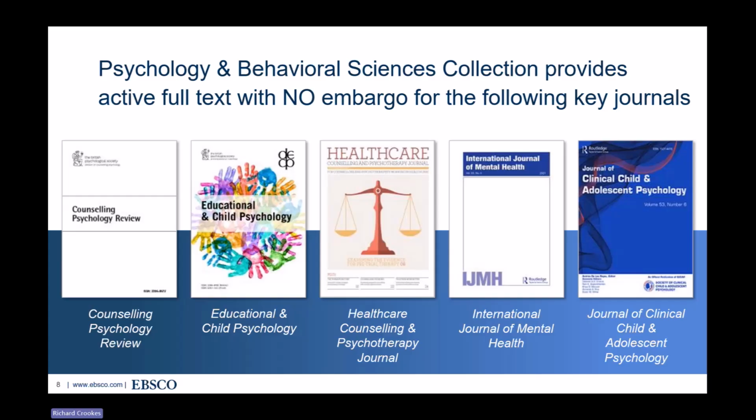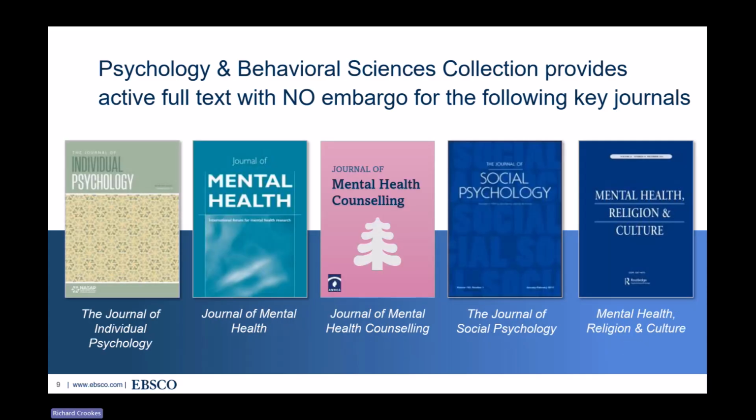So you've got the likes of Counselling Psychology Review, you've got International Journal of Mental Health, for example, and also the Journal of Clinical Child and Adolescent Psychology, among those there. In addition, there's others here, for example, Mental Health Counselling. You've got Mental Health, Religion, and Culture. Again, these are active full text. You get access to the current full text.